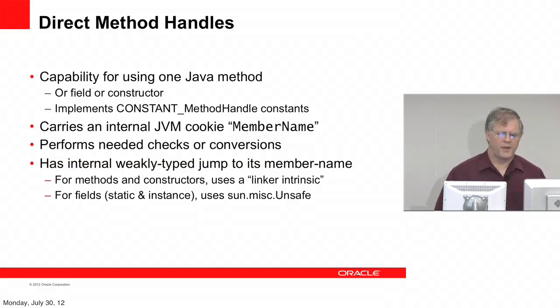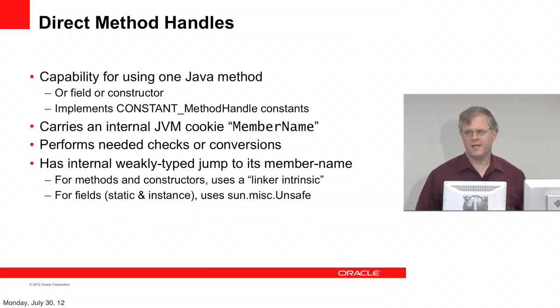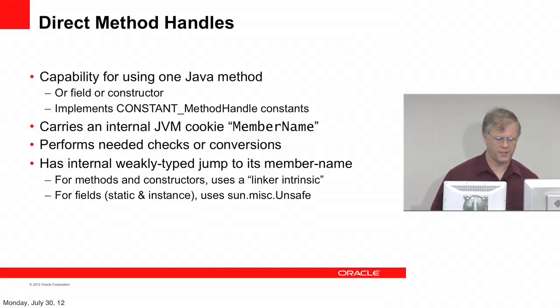Direct method handles have Lambda form code which performs any needed checks or conversions, and then there's a weakly typed jump to the member name using a linker intrinsic. For fields we use Unsafe, get long and put static and so forth, those sorts of put object.